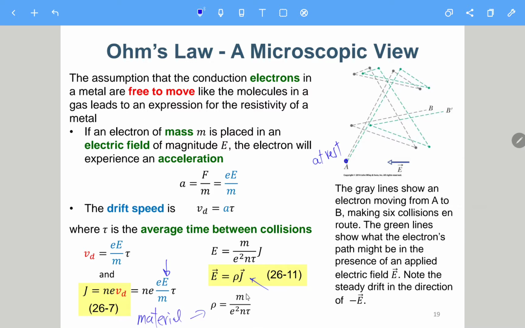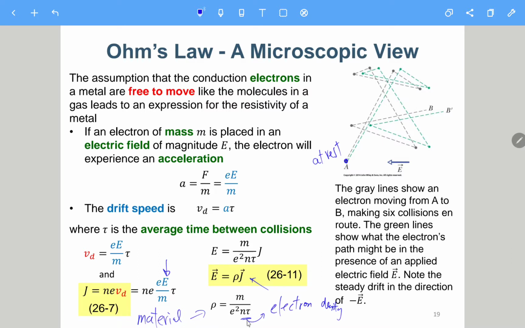According to this term, m is the mass of the electron, so it's a fixed value. e is the elementary charge, which should also be a constant. So these two terms are constants. And then for tau and n, n is the charge density, the electron density, which should be only related to the material.